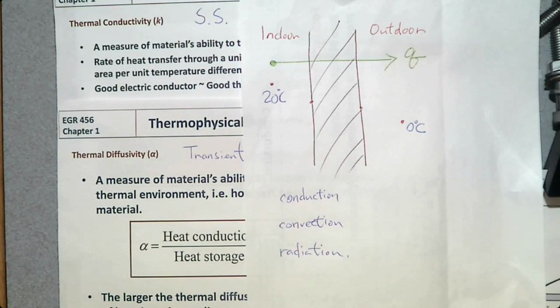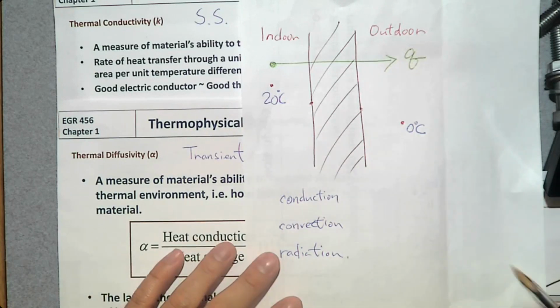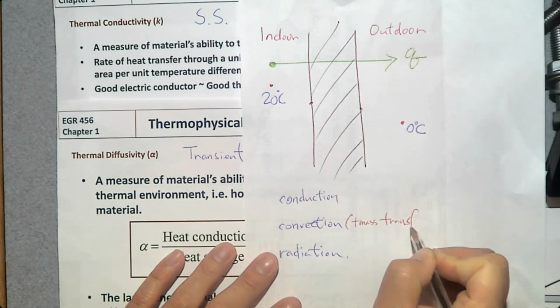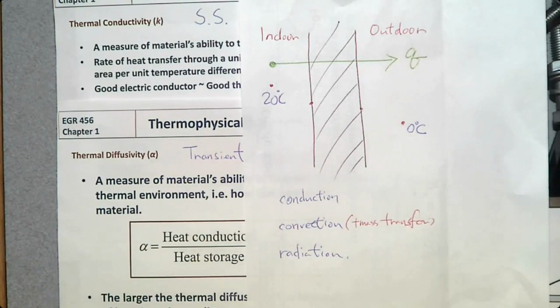Conduction means pure heat transfer from one molecule to another adjacent molecule. And convection means when there is mass transfer, usually between a fluid, air, and a solid surface. And radiation means heat transfer where no medium is involved, like solar radiation.